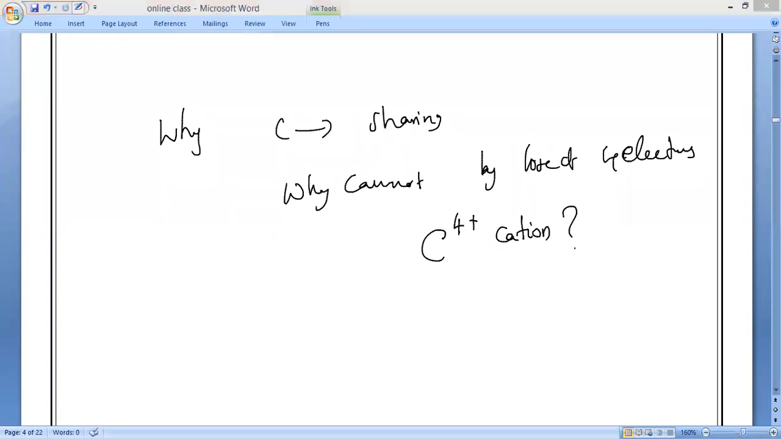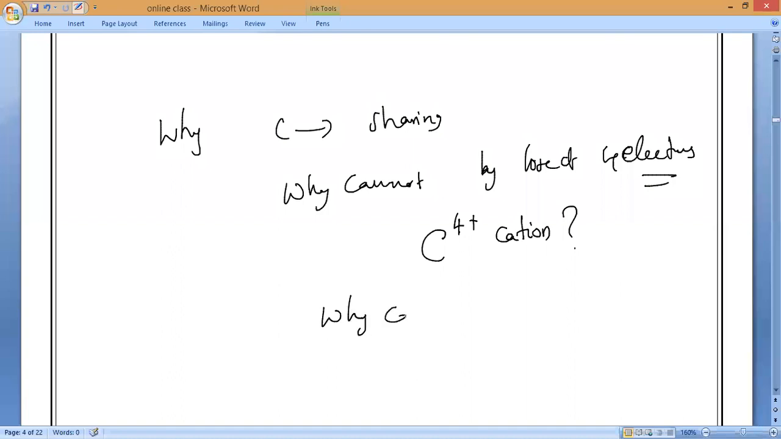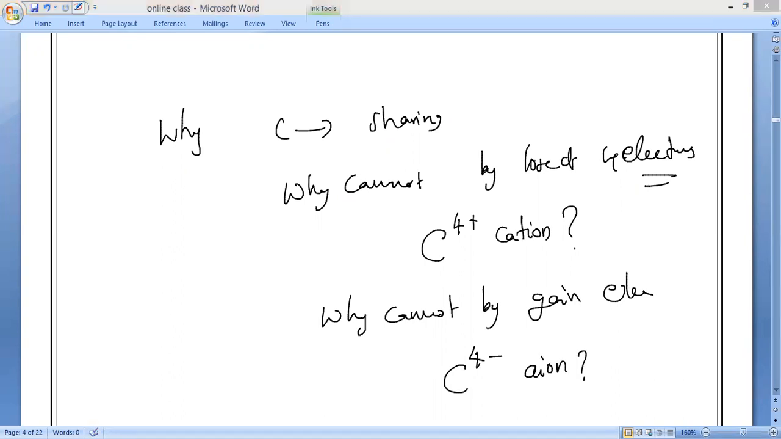Do you understand it? Why can't it become C4 plus ion by loss of 4 electrons? Or why can't it, by gain of 4 electrons, become C4 minus, which ion? Anion or cation? C4 minus anion. So that is my question. Anybody having an answer, please let me know.